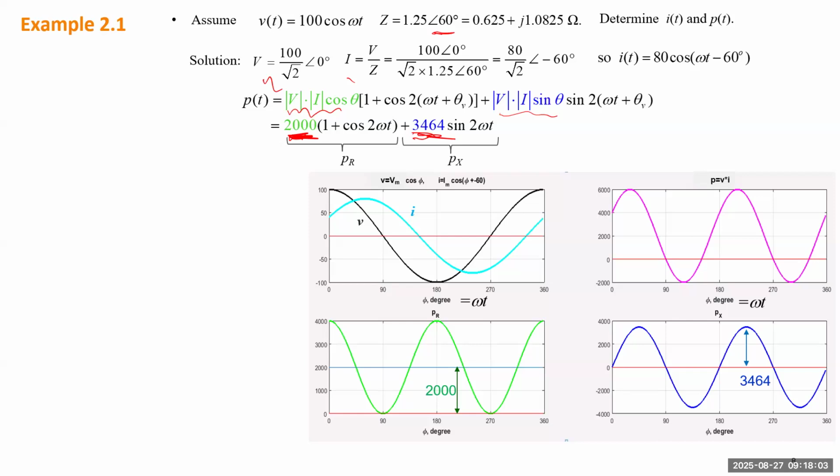Okay, so think about it, if you make this angle negative. Here, this 60 degrees is actually the theta.